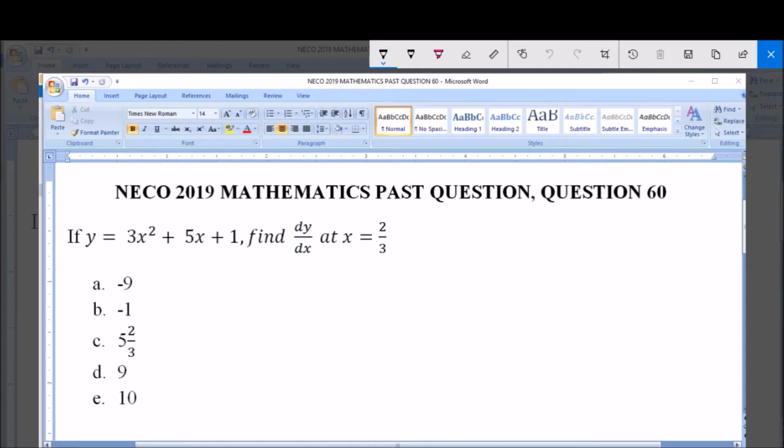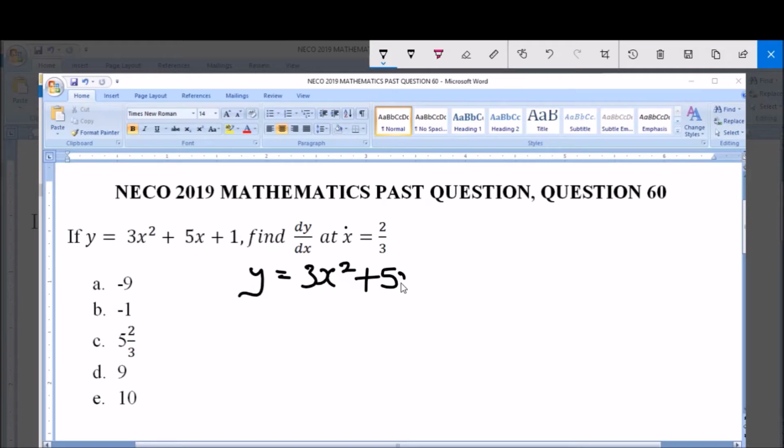Welcome. Today I'm going to be solving NECO 2019 Mathematics past question 60. If y equals 3x squared plus 5x plus 1, find dy/dx at x equals 2/3. A: minus 9, B: minus 1, C: 5 2/3, D: 9, and E: 10. So we are given y equals 3x squared plus 5x plus 1.